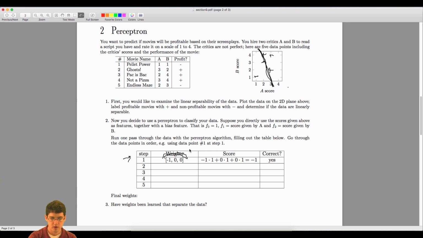Now, how do we use this weight vector to classify a point? What we're going to do is take a dot product of this weight vector with the feature vector. For point 1, we're going to start with the bias term, so I'm going to put that first. The bias term is always 1. Then we have A is 1, and B is 1. So I'm going to write up here: this is A, this is B, and this is the bias.